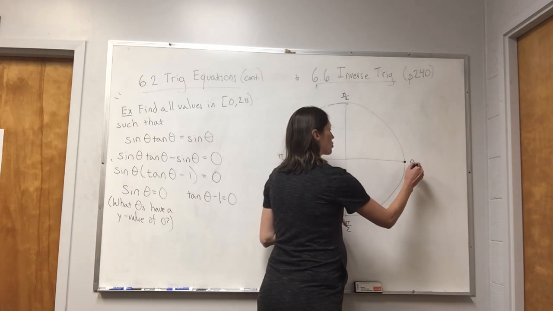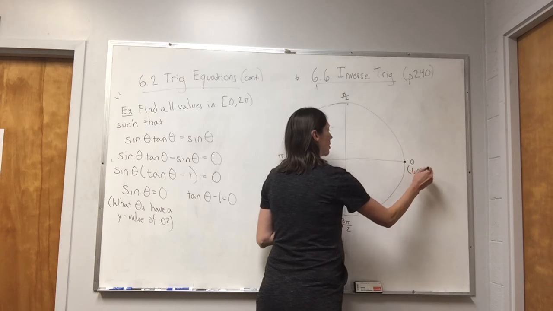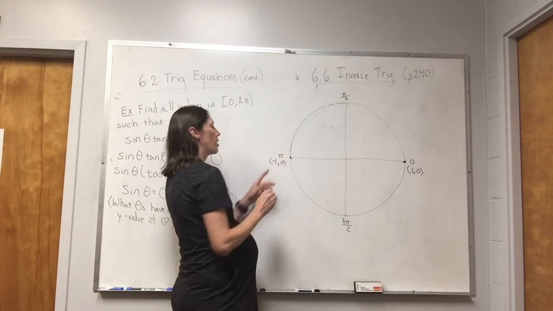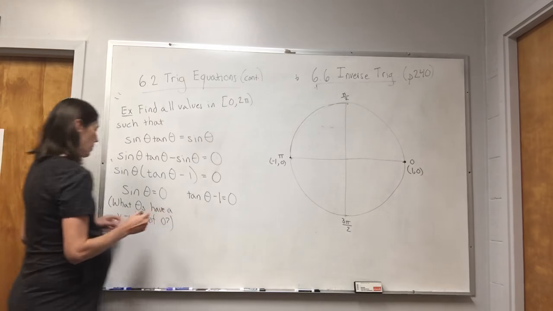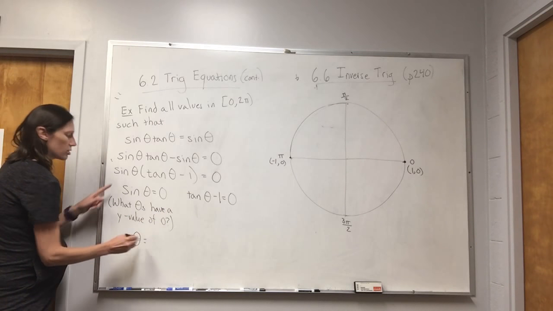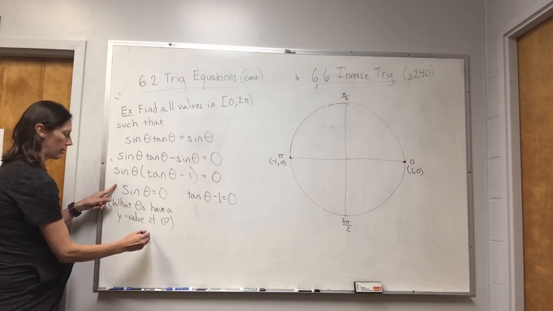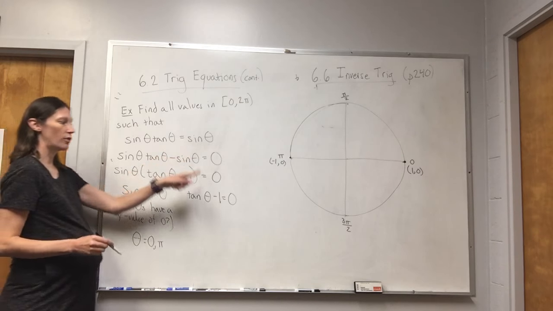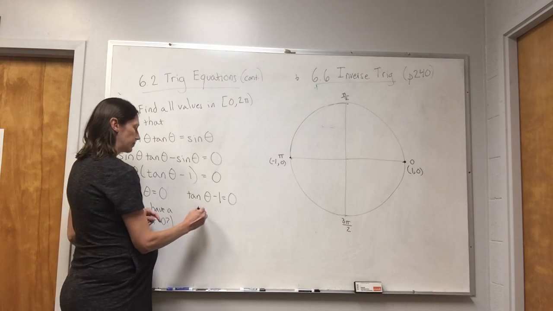If this is not clear, this coordinate here is the coordinate 1, 0. Notice the y value is 0. The coordinate here is negative 1, 0. Notice again the y value is 0. So I get two possible answers from setting the first equation equal to 0: 0 and pi. All right, let's move on to the more complicated equation.